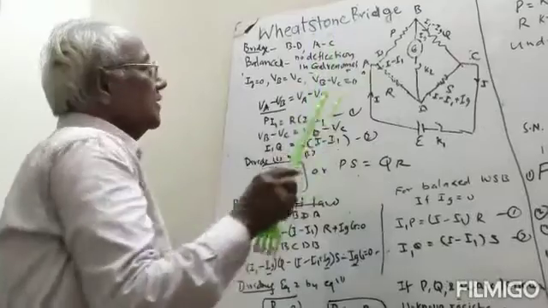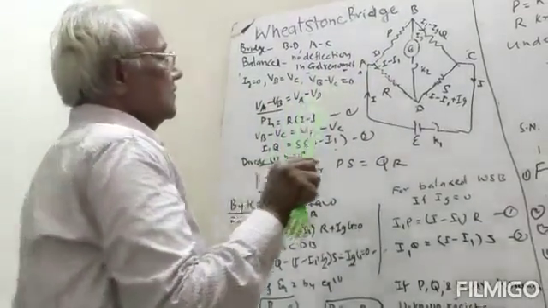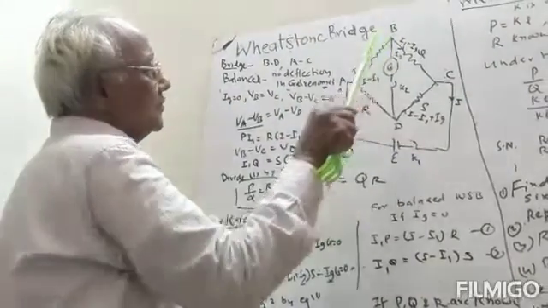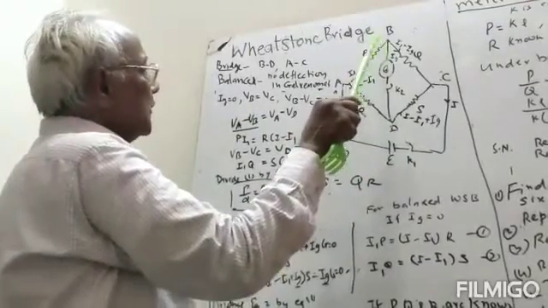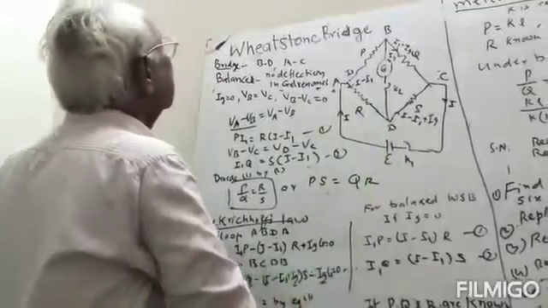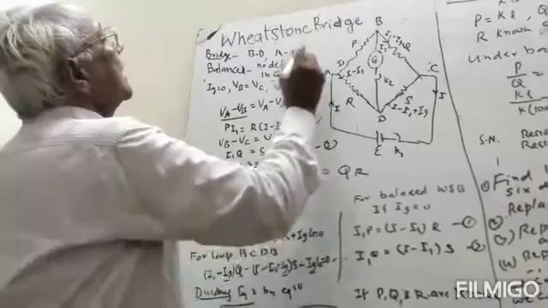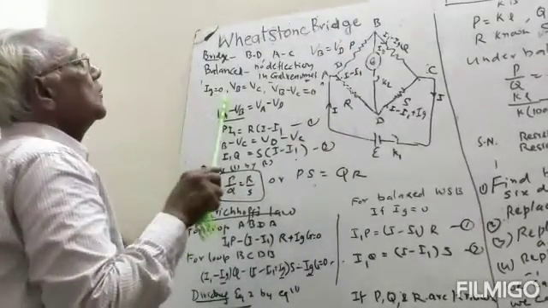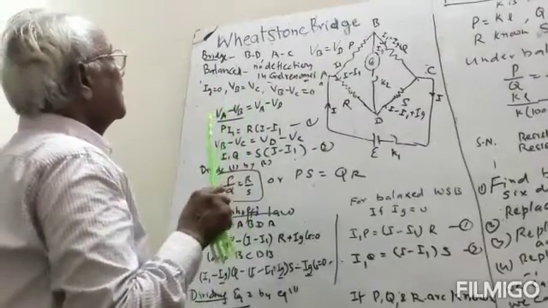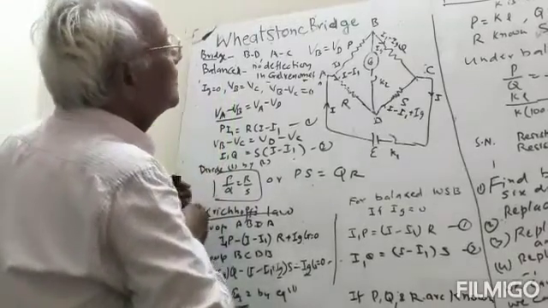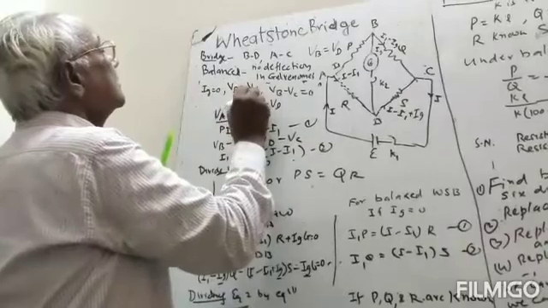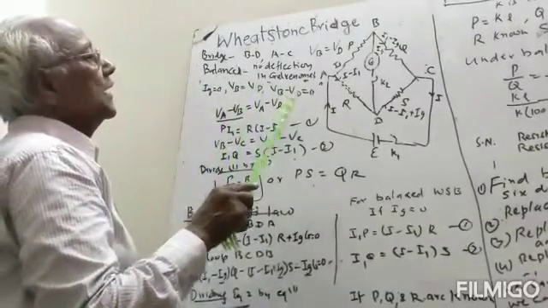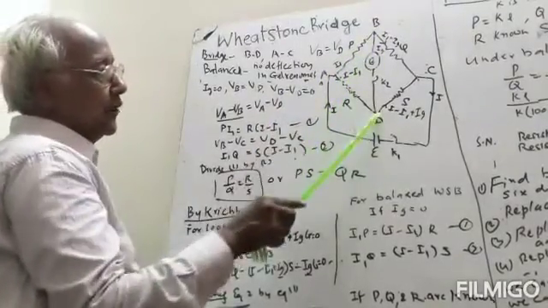So, if we take the potential between B and D, then the potential difference between B and D is 0, meaning the potential at B is equal to the potential at D. So VB is equal to VD, or VB minus VD is equal to 0. So there is no potential difference, or they are at equal potential, so the current will be equal to 0.